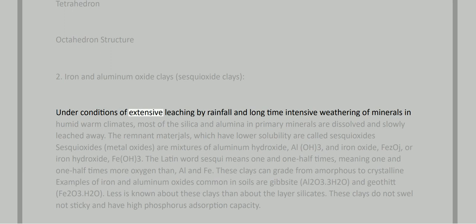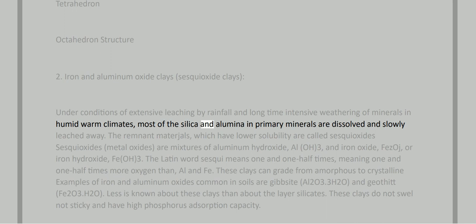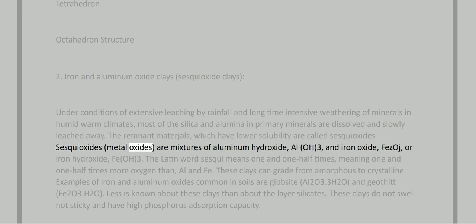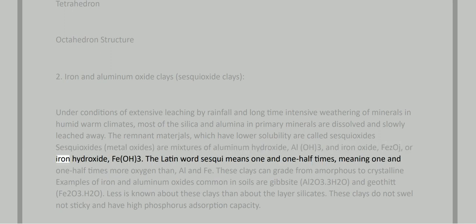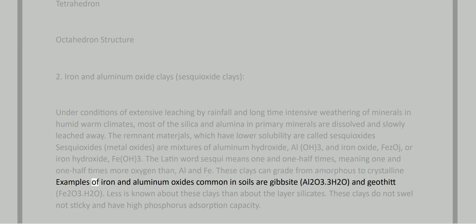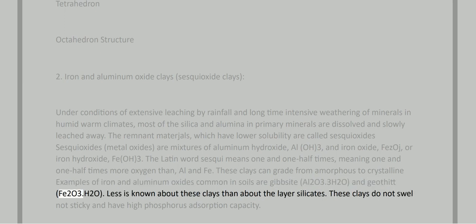Under conditions of extensive leaching by rainfall and long-time intensive weathering of minerals in humid warm climates, most of the silica and alumina in primary minerals are dissolved and slowly leached away. The remnant metals, which have lower solubility, are called sesquioxides. Sesquioxides, metal oxides, are mixtures of aluminum hydroxide, Al2O3, and iron oxide, Fe2O3, or iron hydroxide. The Latin word sesqui means 1 1/2 times, meaning 1 1/2 times more oxygen than Al and Fe. These clays can grade from amorphous to crystalline. Examples of iron and aluminum oxides common in soils are gibbsite, Al2O3.3H2O, and goethite, Fe2O3.H2O. Less is known about these clays than about the layer silicates.